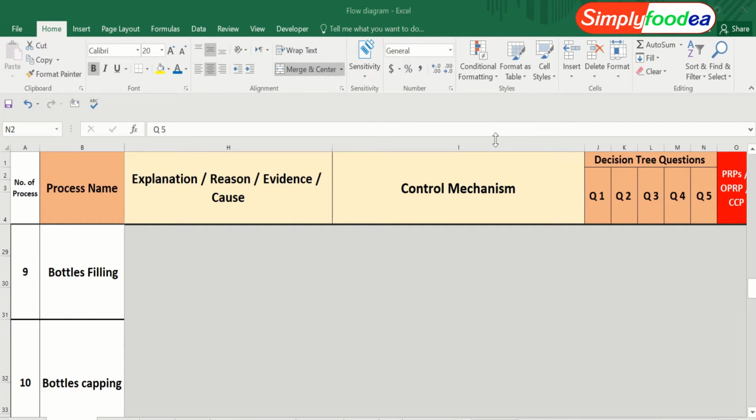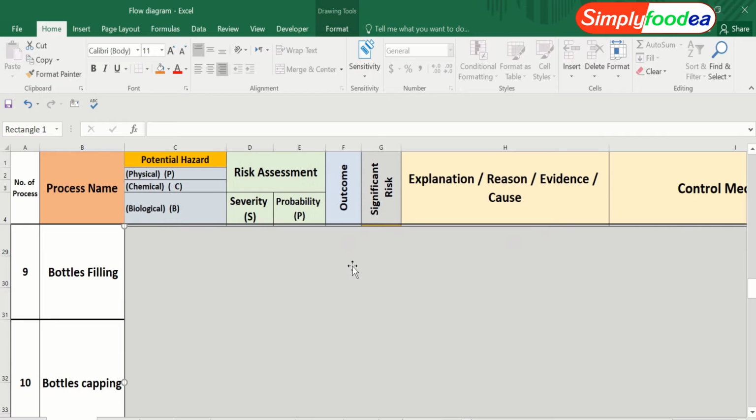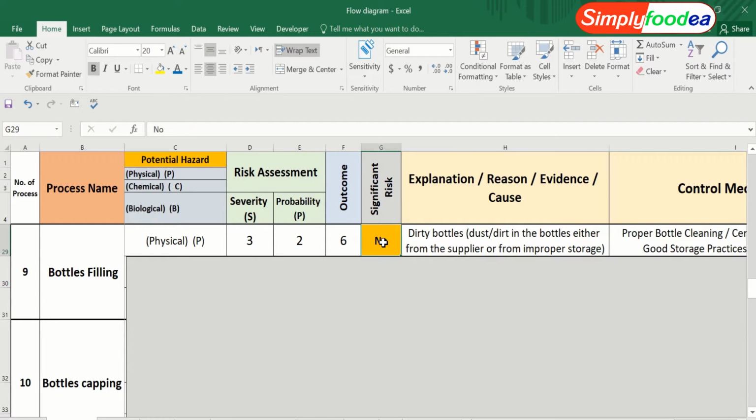Today we'll continue the processes risk assessment. We have finished in the previous video the first HACCP in our process. Now we'll continue the other processes, starting with the bottle filling. The HACCP team has decided that the physical hazard there has severity 3 and probability 2, so the outcome is 6, which is not a significant risk. But what are the risks from this bottle filling?